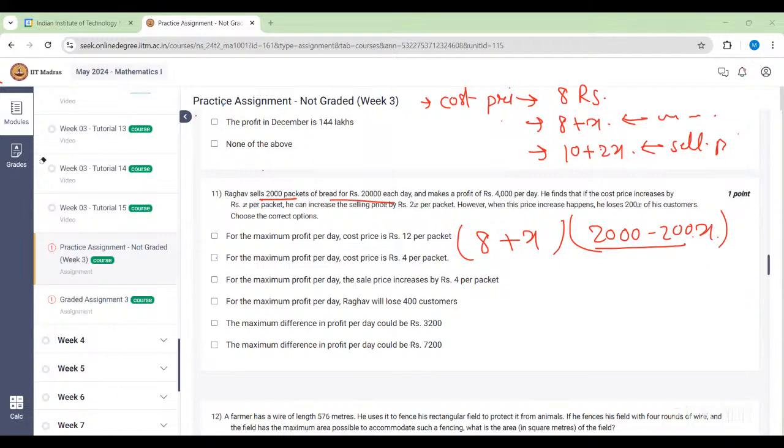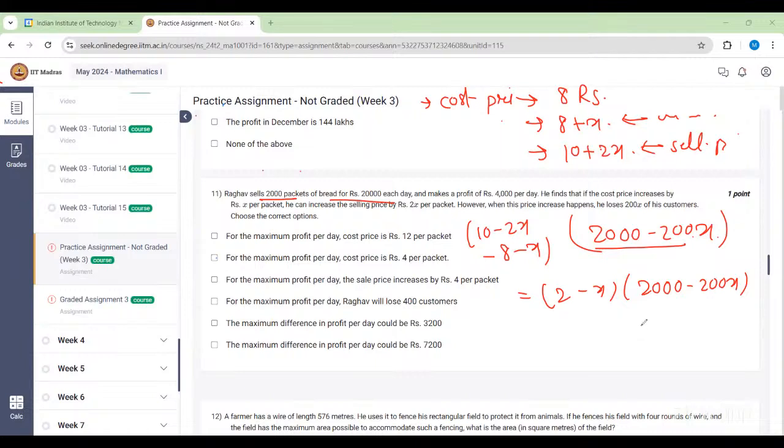Okay. So you mean the selling price minus the cost price. This one, 10 minus 2x. Yes. The selling price minus 8 minus x will be the cost price, 10 plus 2x. And then multiplied by the number of customers would be the maximum profit. Okay, so that means here we'll get 2 minus x multiplied by this particular factor.